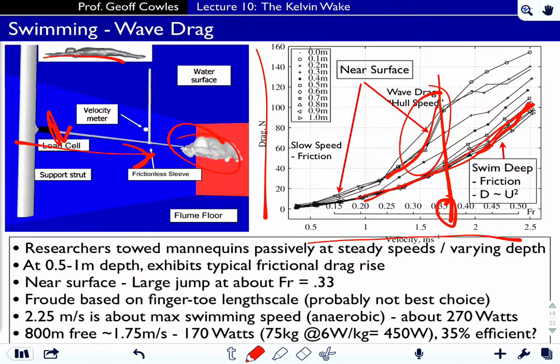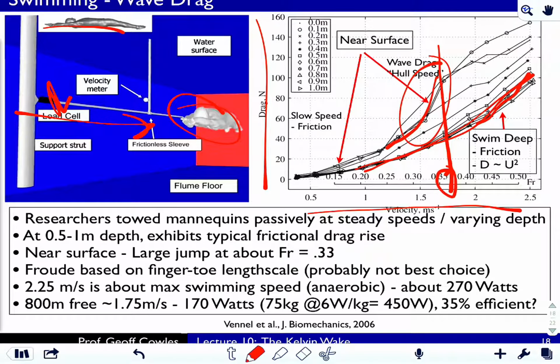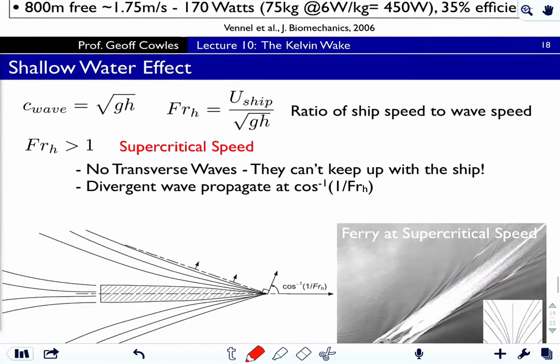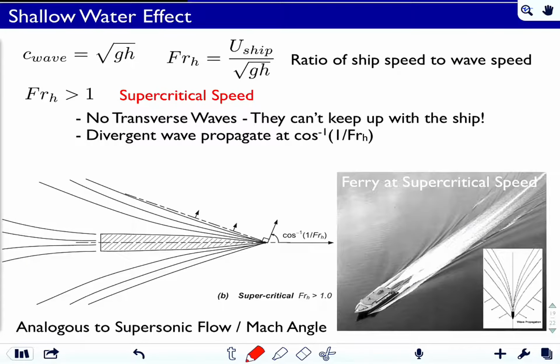I put some numbers in here if you want to think about swimming speeds and watts and stuff. These are just rough estimates that I have. That's about it. I want to say one more thing, which is a shallow water effect. This would be useful for one of your homework problems that I won't say which one.